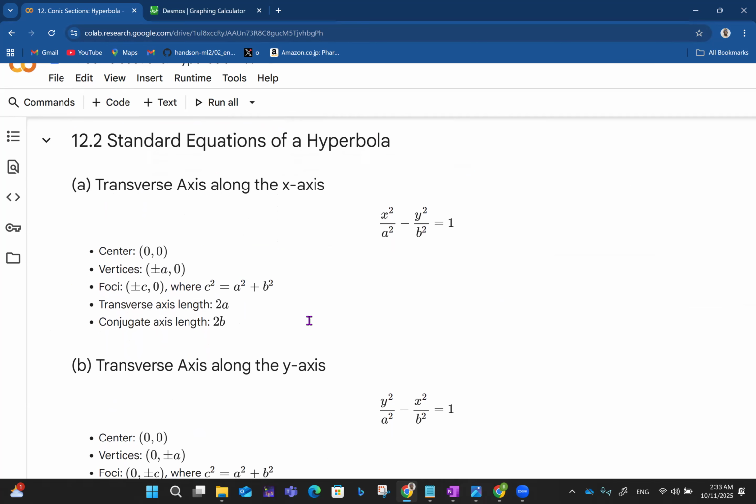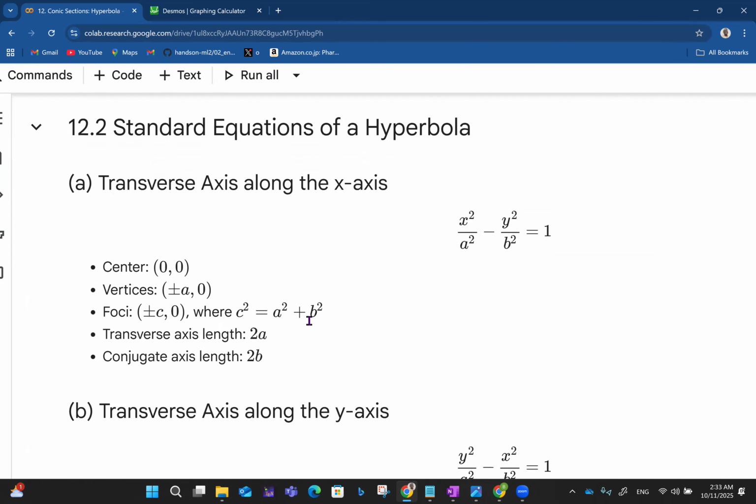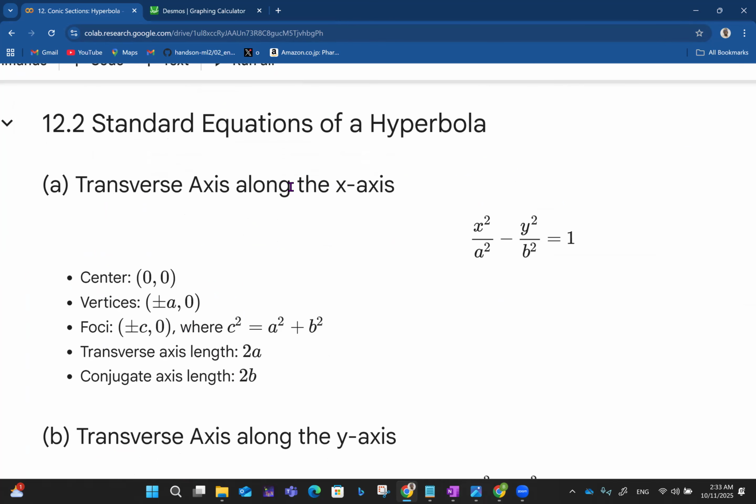Now we'll talk about the standard equation of a hyperbola. First, we have the transverse axis along the x-axis. That is x squared over a squared minus y squared over b squared equals 1. We assume the center is at 0, but it doesn't have to be there. It can be at any other point (h, k), so you have (x minus h) squared and (y minus k) squared replacing x squared and y squared here.